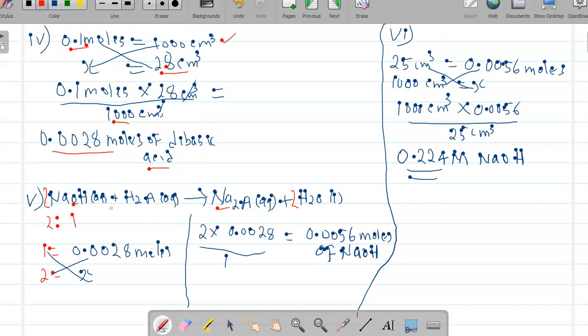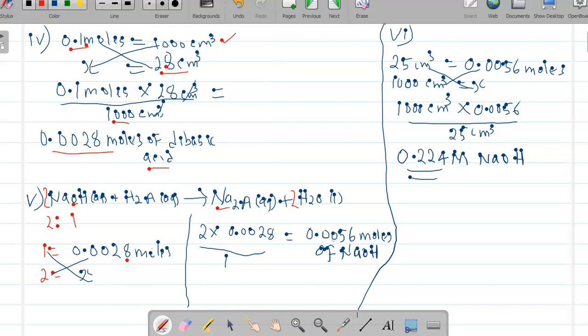Okay, so the mole ratio becomes now in the reactant side 2 to 1. So 2 is sodium hydroxide, 1 is the dibasic acid. So here you have the number of moles of the dibasic acid as 0.0028 and its mole ratio is 1. Then you'll say 1 mole ratio is equal to 0.0028. Then what about 2 mole ratio of the sodium hydroxide? How many moles will it be equal to? We don't know. We cross multiply. 2 times 0.0028 divided by 1.